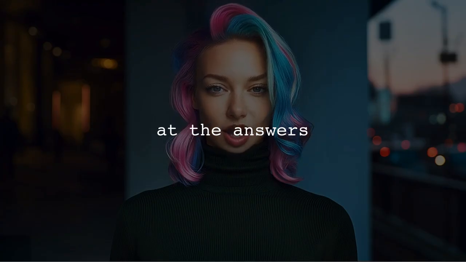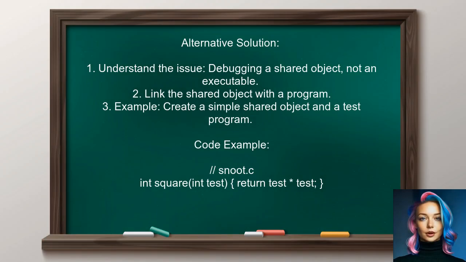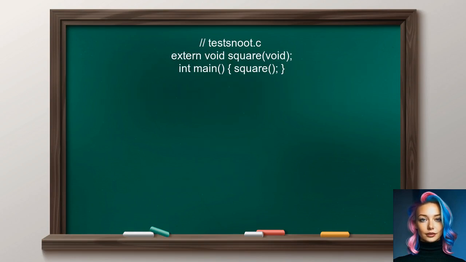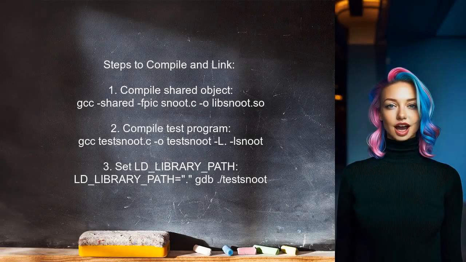Now let's look at the answers provided by other users. This user suggests that the issue arises because you're trying to debug a shared object as if it were an executable. They recommend linking your shared object with an actual program to debug it properly. To compile the shared object, use the command with the -shared and the -fPIC flags. Then, link it with your test program, ensuring to set the LD_LIBRARY_PATH to load the library correctly.